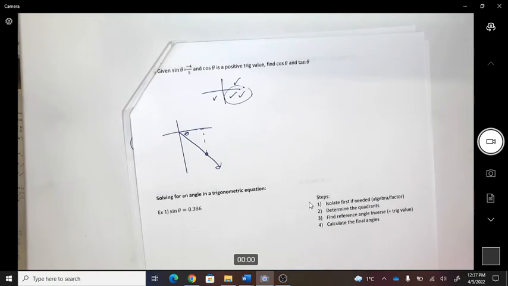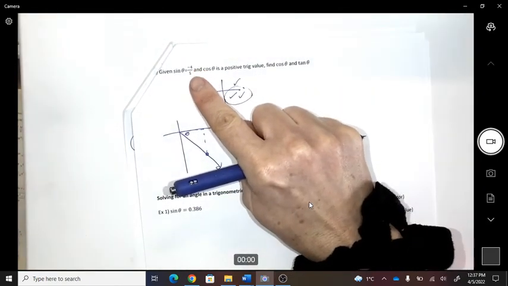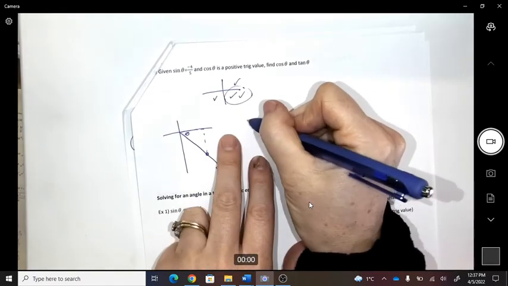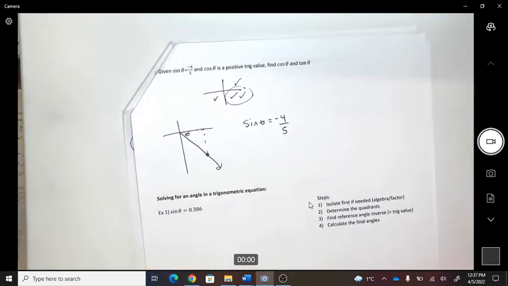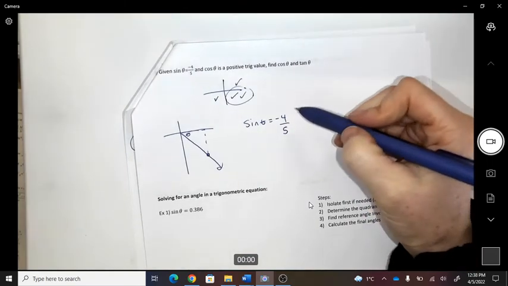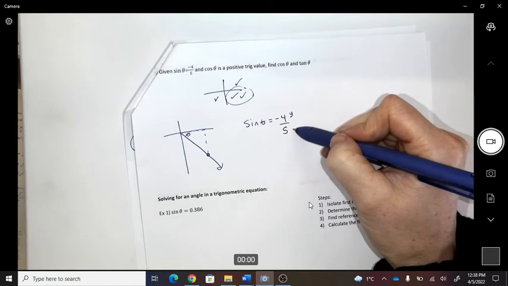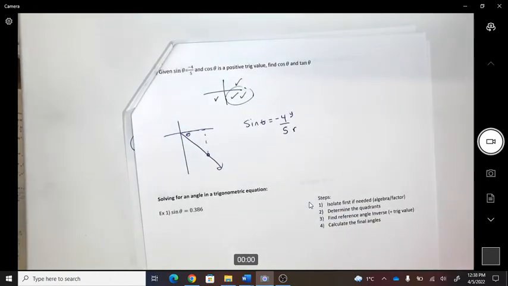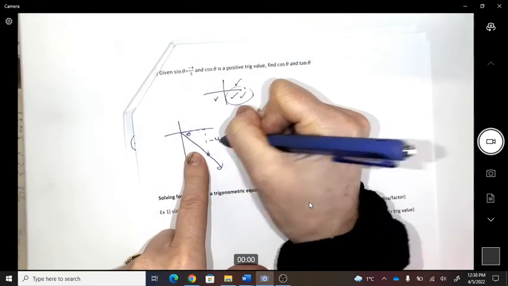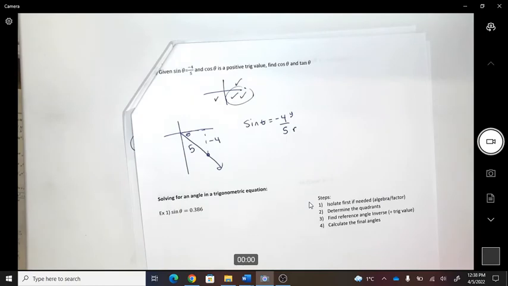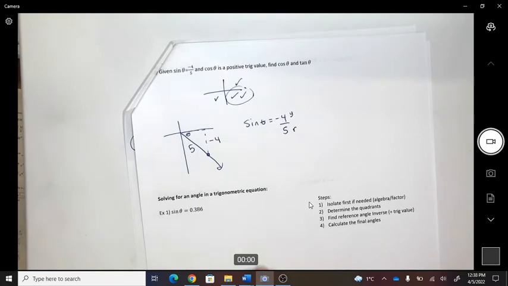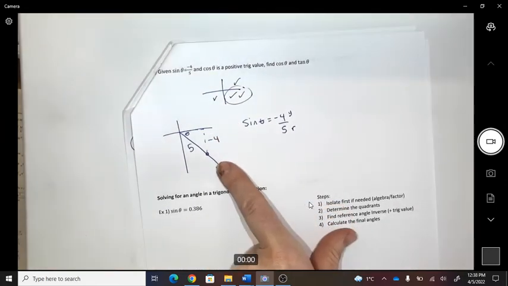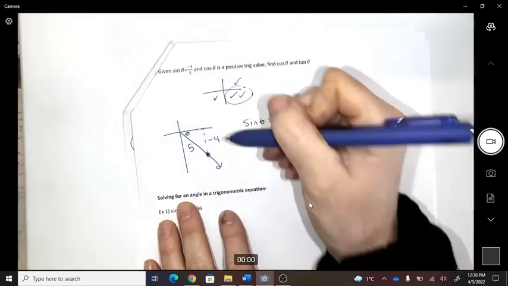Okay, I've been given 2 parts of my triangle. I've been given a negative 4 and a 5. So which part of the triangle is negative 4? The y, and this would be the r, right? Because that's what sine is. So negative 4 and a 5. It's positive 4, negative 5, right? No, the radius will always be positive. But look at where the y is. The y is down. So it's for sure negative, yeah.